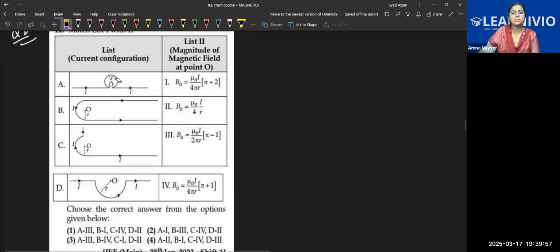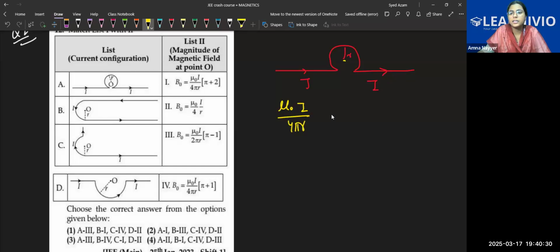See, I'll draw this figure. This is like this. This is the circle part. You have the current flowing like this, and here are the radii. For the magnetic field, when the point is here, mu naught I by 2 pi r would be used, but this is a semi-infinite wire, so 4 pi r will be used. So mu naught I by 4 pi r. Similarly for this one also, so you can multiply it with 2. And for the circle, what will it be? Mu naught I by 2r.